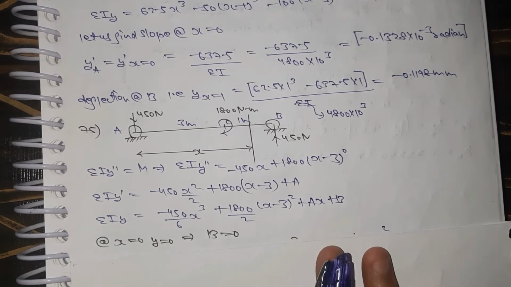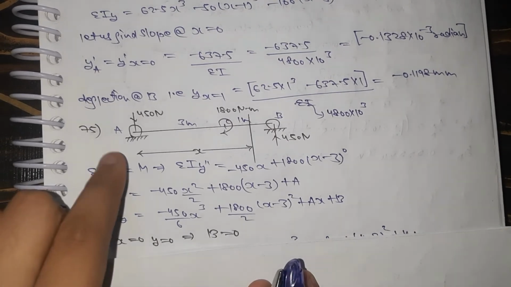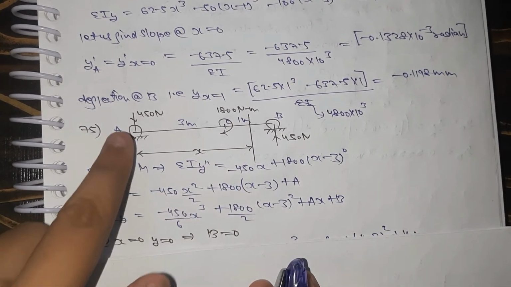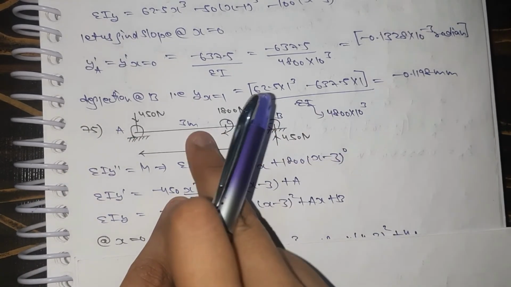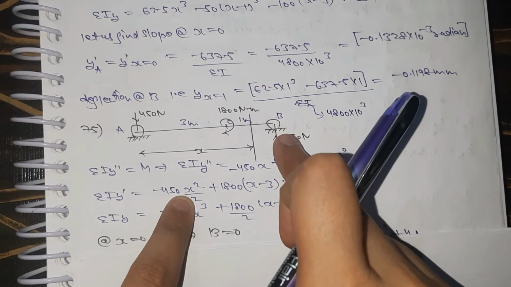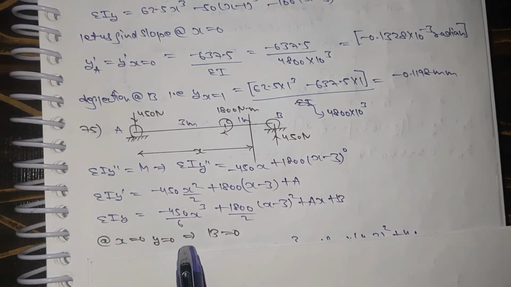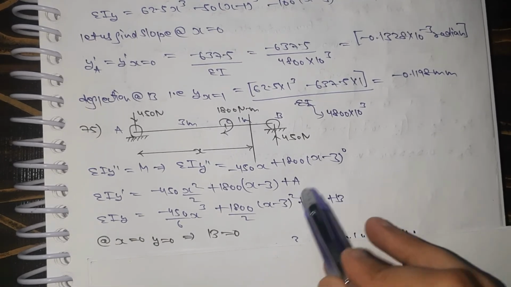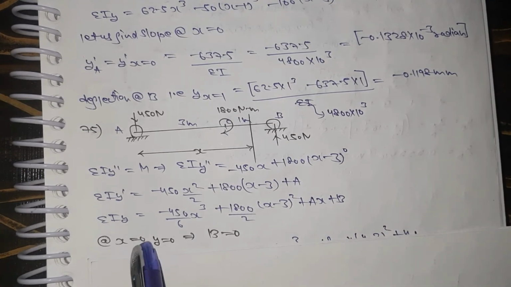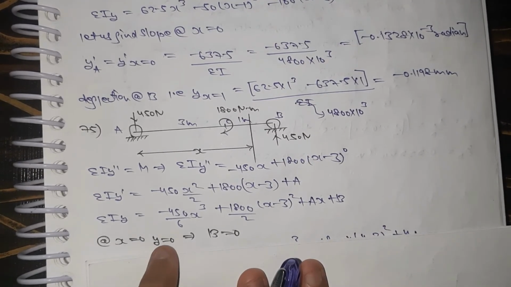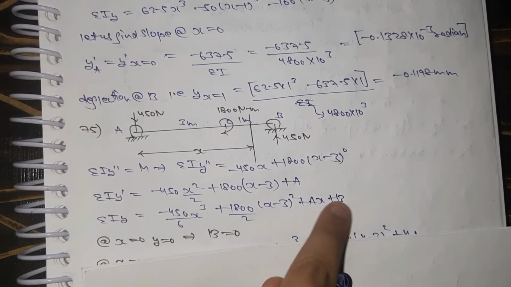Great. So guys, now I'm again going to use the boundary conditions. If you put x equals 0, you will get deflection 0 at support A. Similarly, if you put x equals 4, again you will get deflection 0 at support B. So I'll use these two boundary conditions to find the values of the two unknowns. First I'll use x equal to 0, y equal to 0. It will give me b equal to 0.